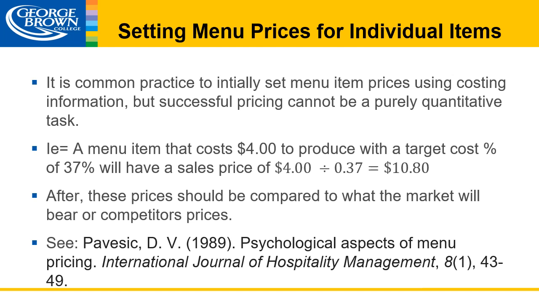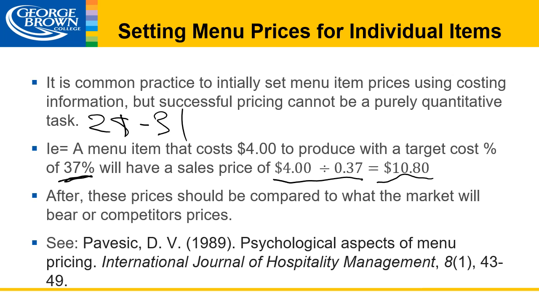Now, let's say we have a menu item that costs $4 to produce, and we want to have a target food cost of 37%, which is really high. Don't do 37%. Again, the normal range for food cost is anywhere from 28 to 31% on the high end. If you take $4 and divide it by 0.37, you get a price of $10.80.